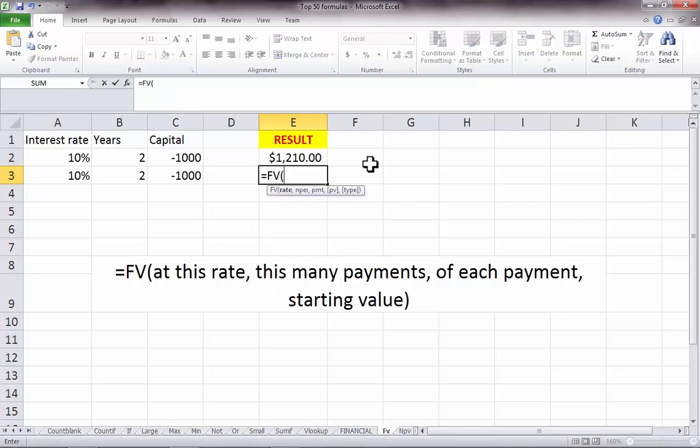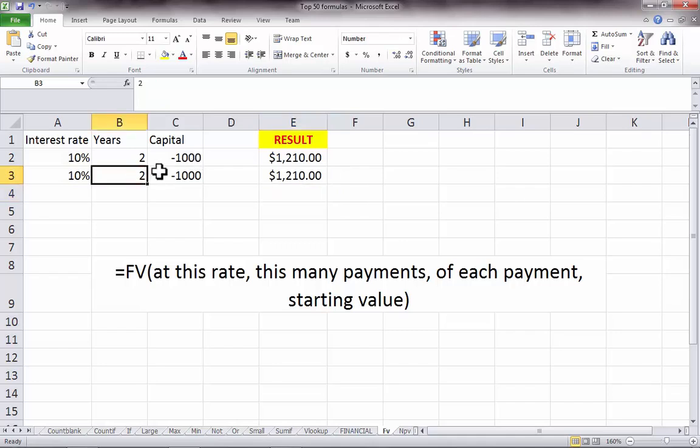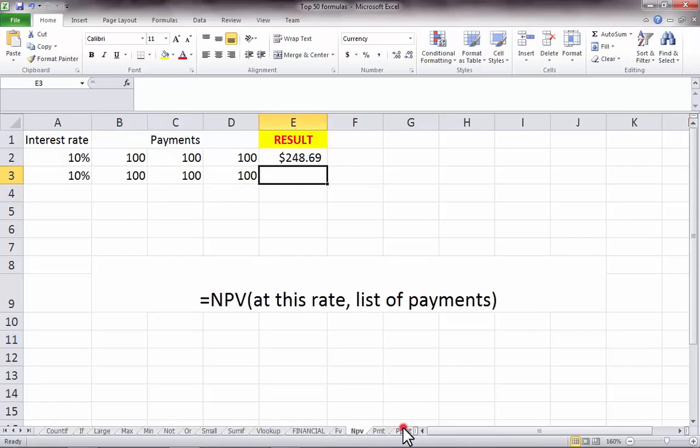So let's try it out. FV, give it the rate, the number of periods, the number of years, so that's 2. There's no yearly payment, so that's 0. And then followed by the starting capital, or the present value. So let's place it here, and it gives you 1,210. It's pretty cool because you can just try it out, play with the numbers. Like, what if I place it for 10 years? And you would get the amount instantaneously.